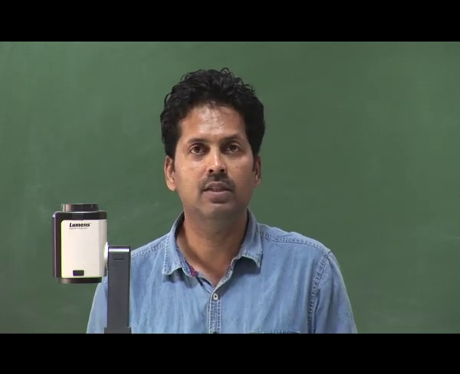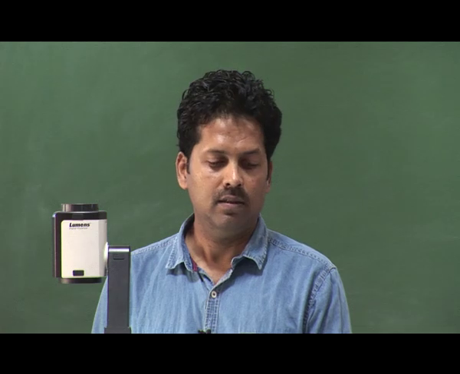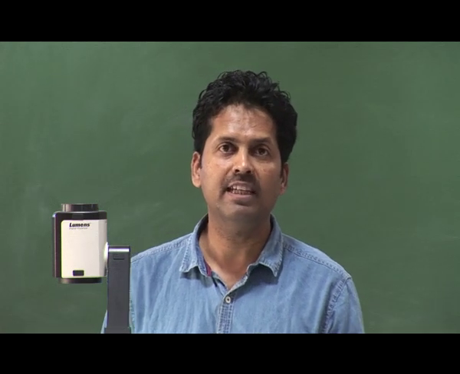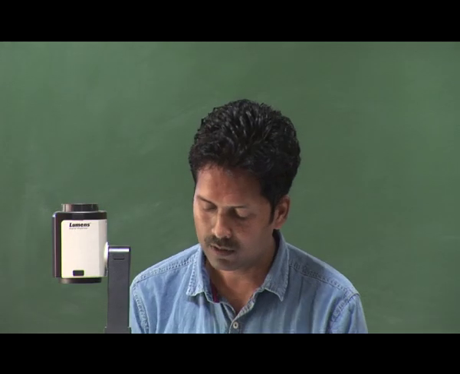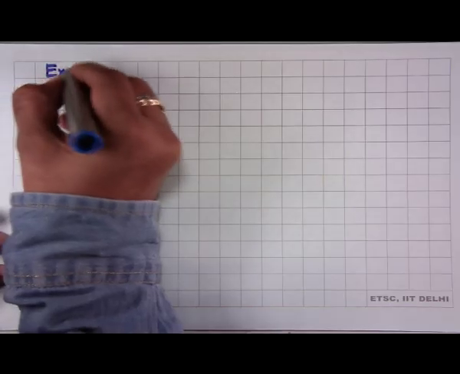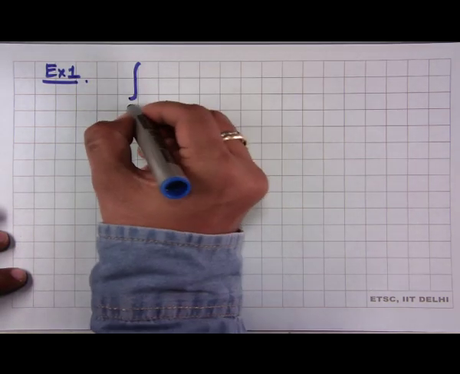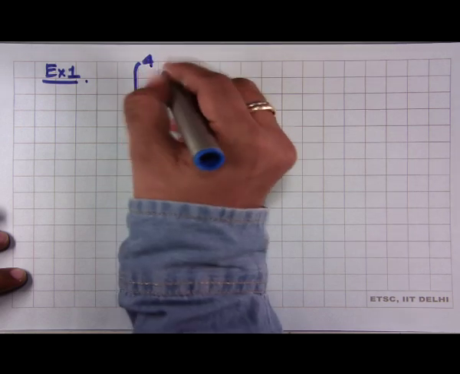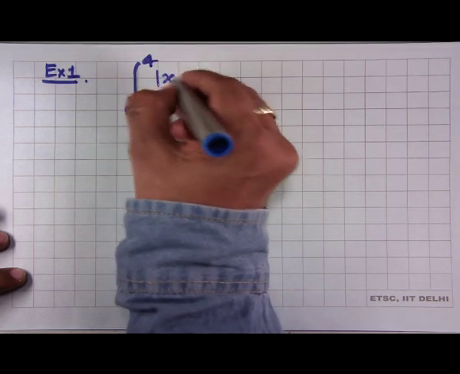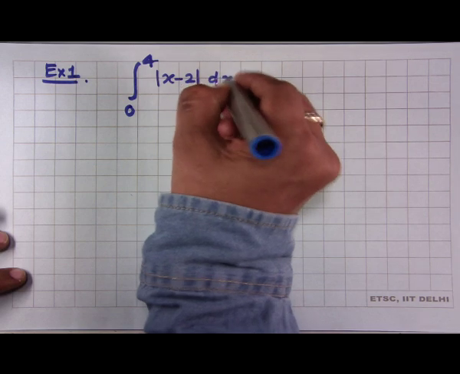So let us solve some simple problems and see how these properties of definite integrals can be utilized in solving definite integrals very easily. Example 1. Let us solve integral 0 to 4 of mod x minus 2 dx.